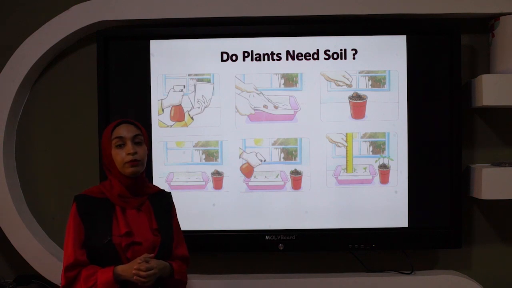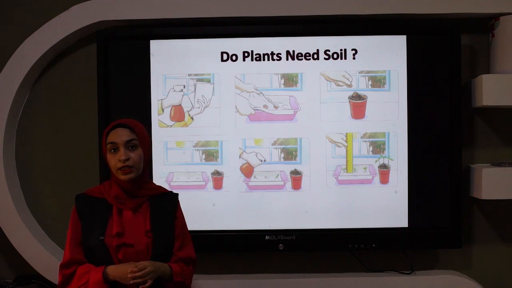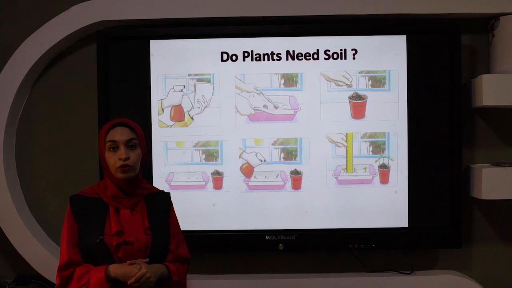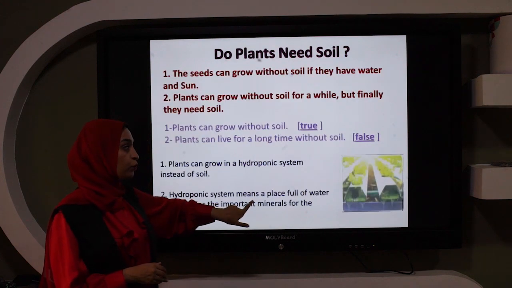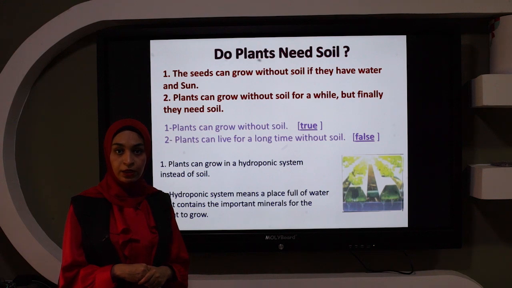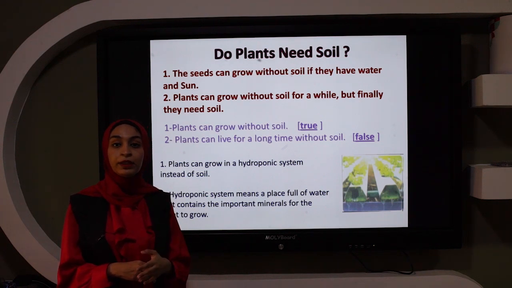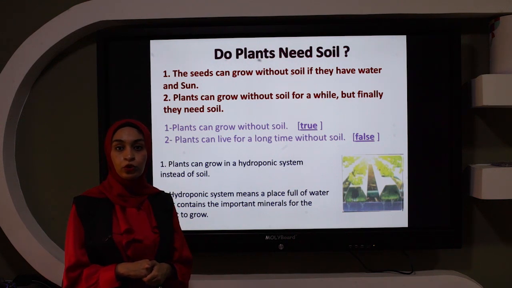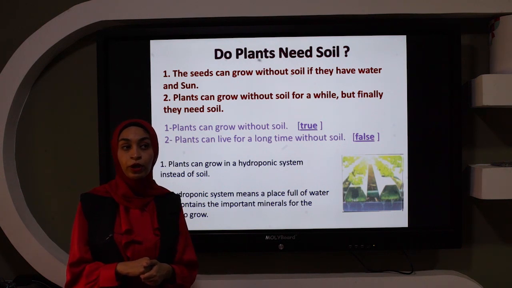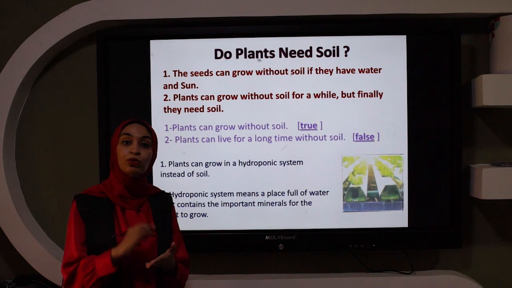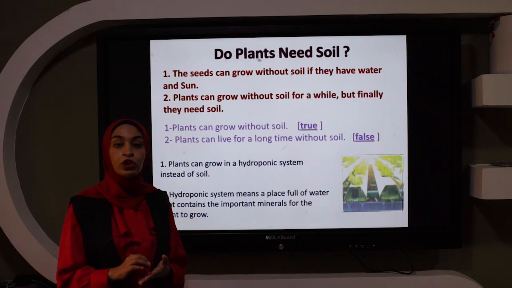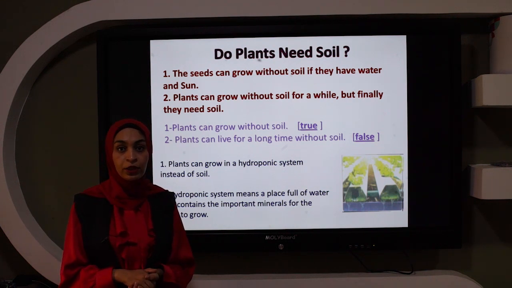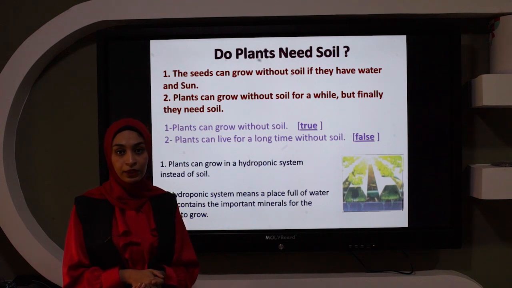What does it mean? It means that the soil is not a basic need on the first days of growing of the plant. But after 2 weeks, or after many days, after a long time, the plant cannot complete its growth without the soil or without a replacement containing water and mineral salt. So if the plant finds the soil or a replacement for it, like the hydroponic system, which is full of water and mineral salt, at this time the plant can complete its growth.